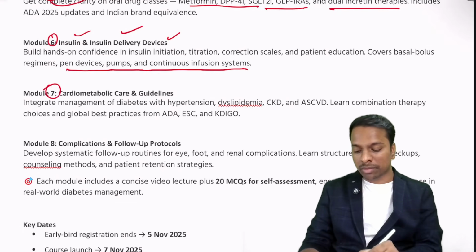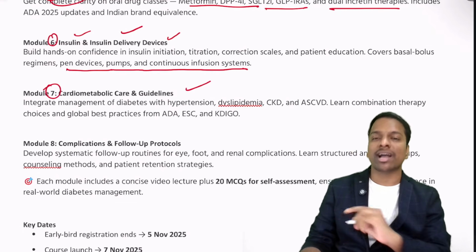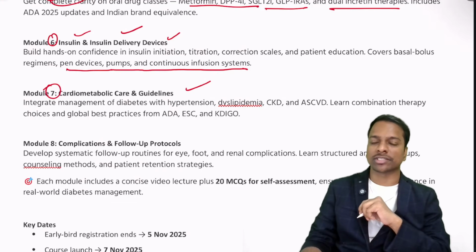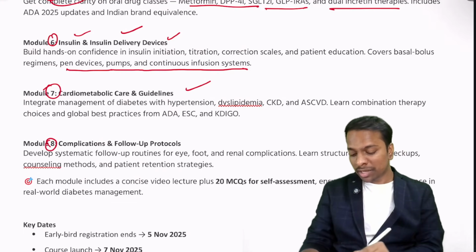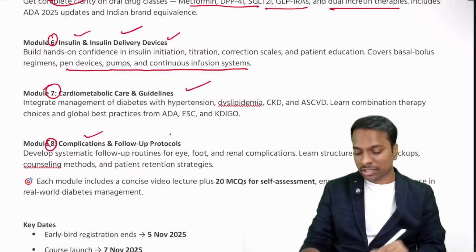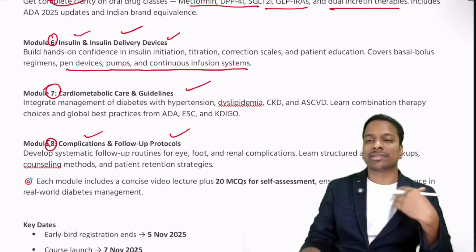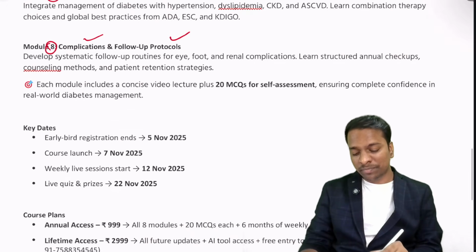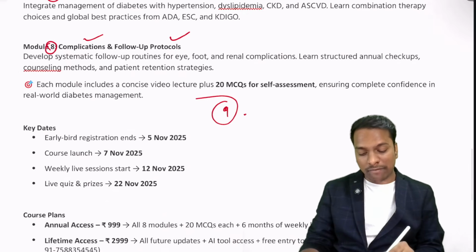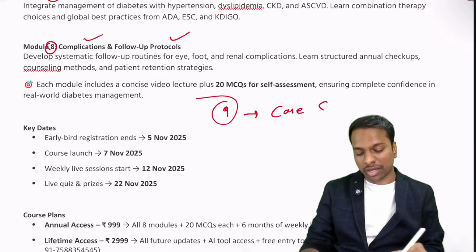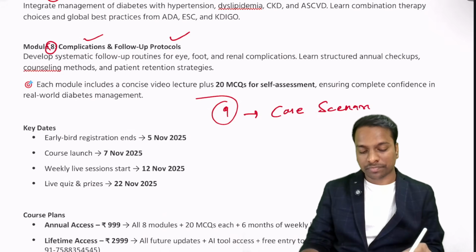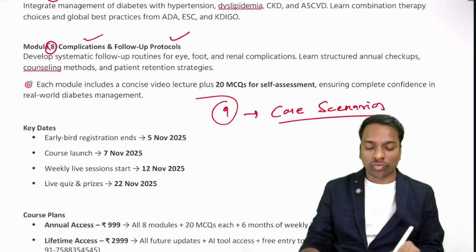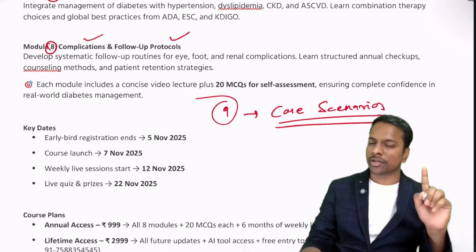Then module 7 will be about the complications and how to prevent or treat those complications. Then module 8 will be about further complications and the follow-up protocols, what things we have to take care of while managing these patients. And then the ninth module, in which I've added all the case scenarios. In module 9 there will be case scenarios, right?